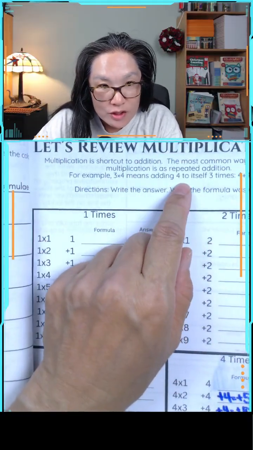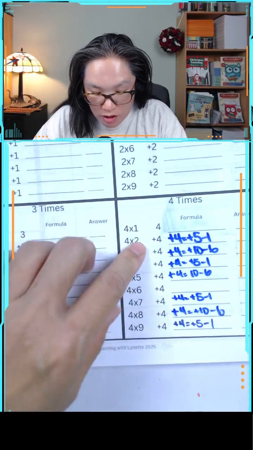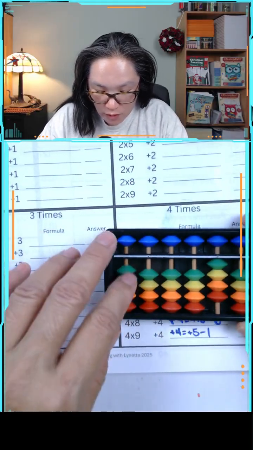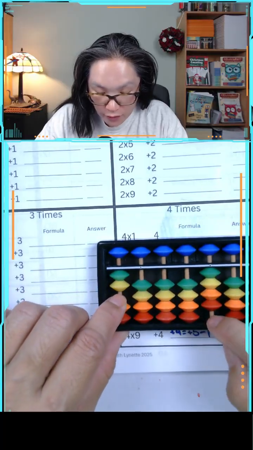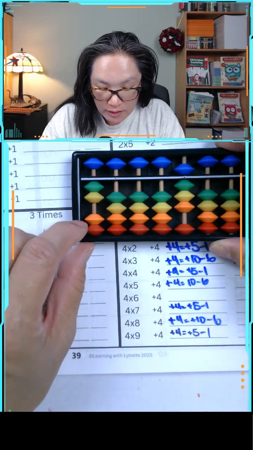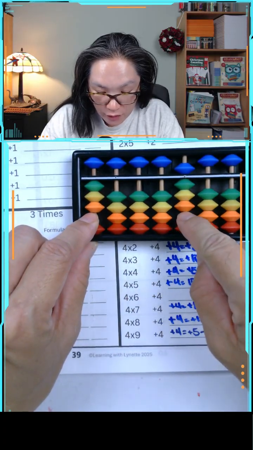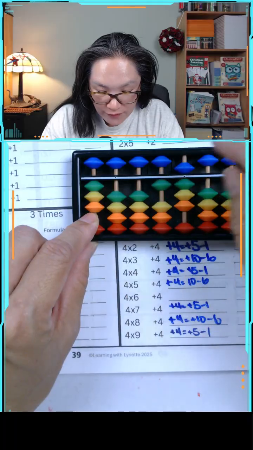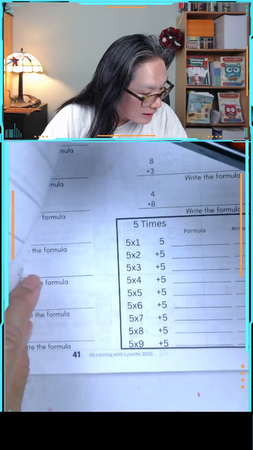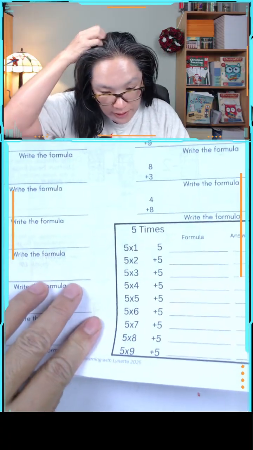Multiplication in the abacus is just repeated addition. So what we would do is the 4 times table. So we do 4 plus 1, and we would just be adding it, right? So 4 plus 1 is 4. 4 times 2 is another 4, so you add the 4 here. So add the 4 is plus the 5 minus the 1. And then 3 times 4 is add another 4 here. To add this 4, it's plus the 5 plus the 10 minus the 6. So what we're doing is we're understanding that.